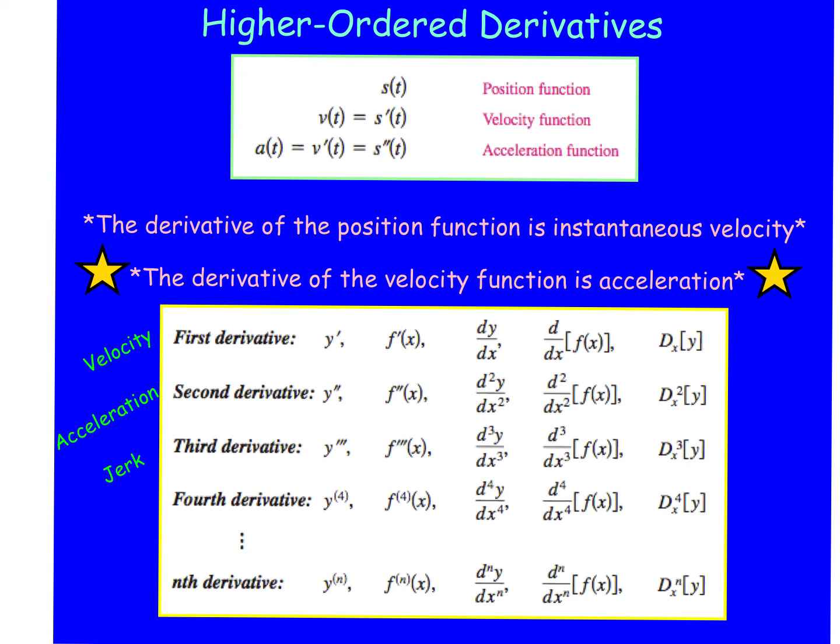So most of the time we're kind of good with acceleration. We take two derivatives and we're done. However, every now and then we need to get to a third derivative. And that third derivative still has a special name. It's actually called a jerk. The third derivative is a jerk.